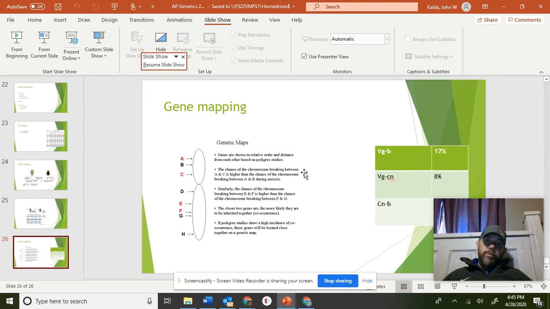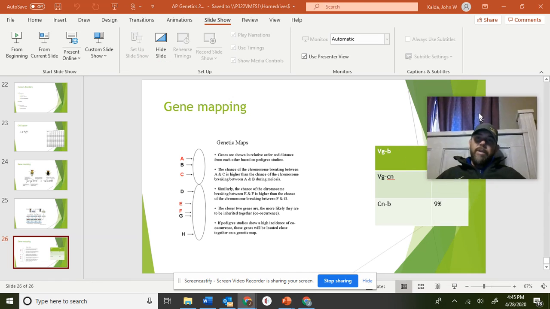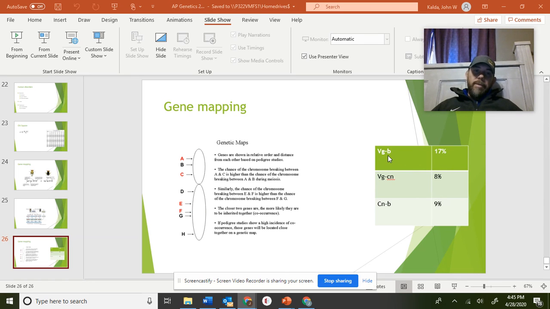Now, with this, we can also go through and look at gene mapping. Gene mapping is based on the number of recombinants from looking at individual alleles that are being passed down. We are able to determine how far away these specific alleles are from each other. So again, if you have something like 17% versus 8% versus 9%, it's showing us that VG and the B allele are further apart on this chromosome. They're 17 map units apart, where VG and CN have 8% recombinants, so those are 8 map units apart, and CN and B, in this case we're talking eye color, right, are 9 map units apart. So based on the number of recombinants and percentages, we can map genes out.